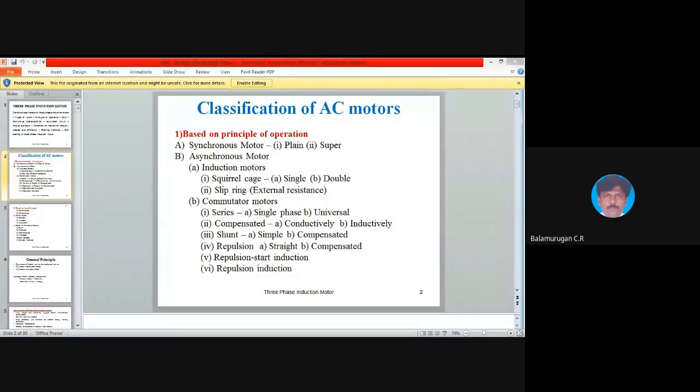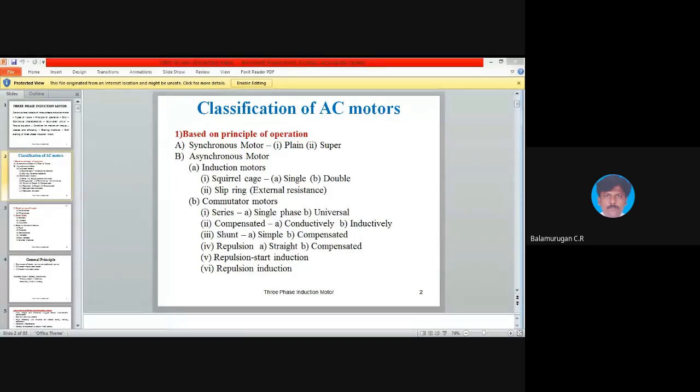Okay, so what is meant by asynchronous motor? A synchronous motor, based on the number of poles, will operate at 3000 rpm or 1500 rpm or 1000 rpm or 750 rpm. But in the case of induction motor, it will always operate below the synchronous speed. So if it is a 2-pole induction motor, it will operate below 3000 rpm. If it is a 4-pole induction motor, it will operate below 1500 rpm. And if it is 6-pole, it will operate below 1000 rpm. So we call this an induction or asynchronous motor.